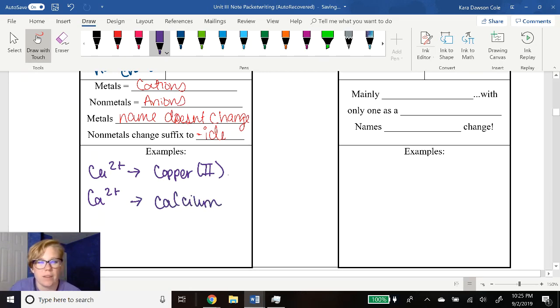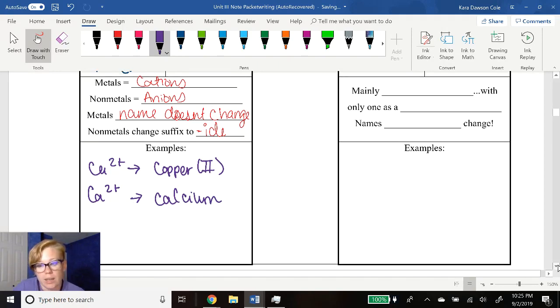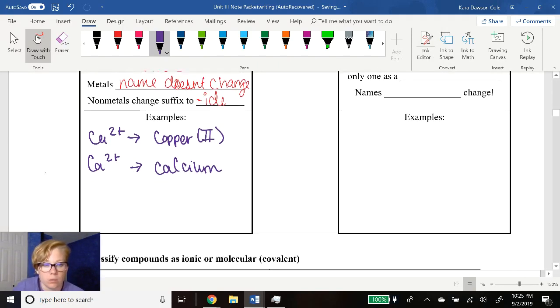Of course, these guys would have ion behind them. They would say ion. We can have a negative, so chlorine, Cl -1. This would be chloride. And then we also have oxygen, which is O 2-, which would be oxide.